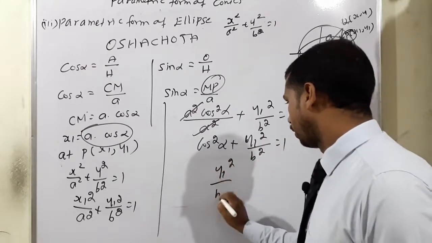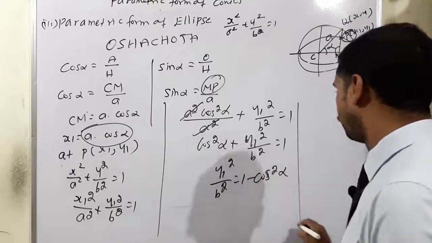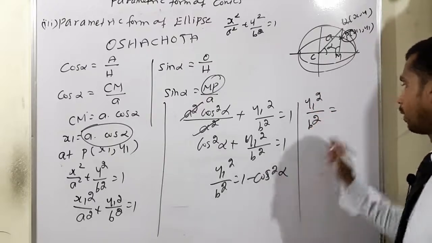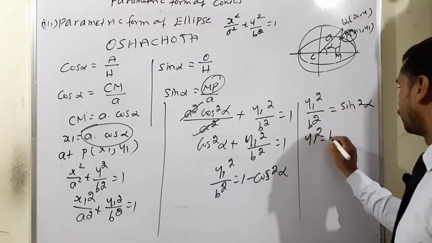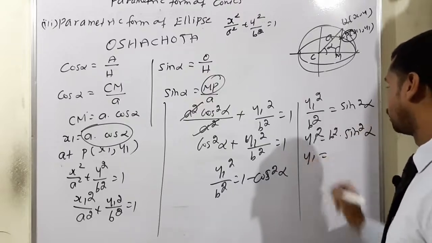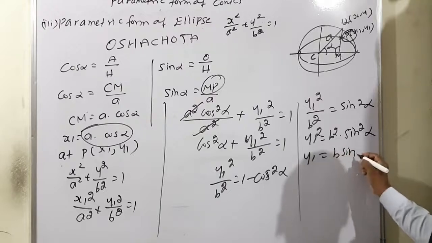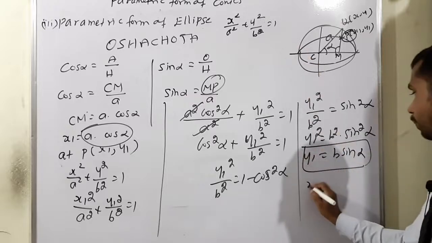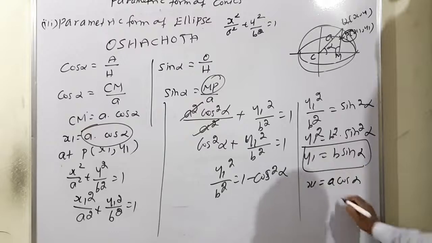Again, y1 square divided by b square is equal to 1 minus cos square alpha, which we can write as sin square alpha. Therefore y1 square is equal to b square sin square alpha, so y1 is equal to b sin alpha, taking the positive value only. Therefore the parametric form of ellipse is x1 is equal to A cos alpha, y1 is equal to b sin alpha.